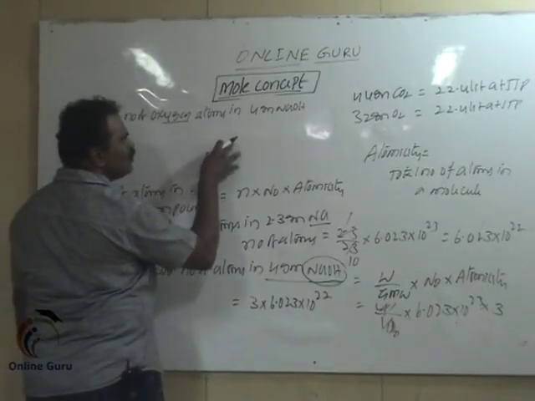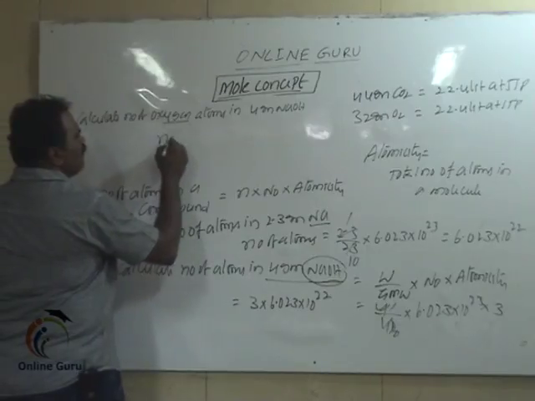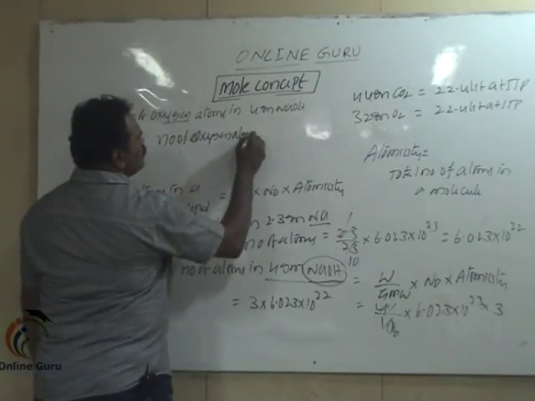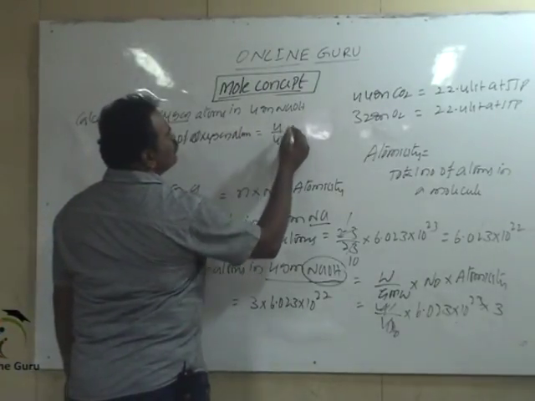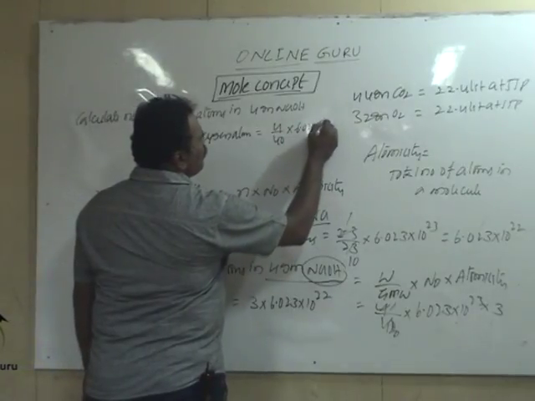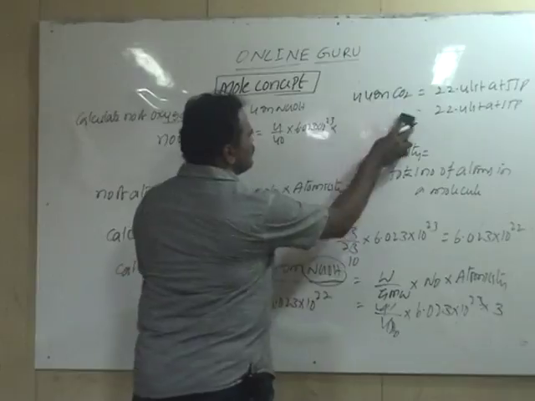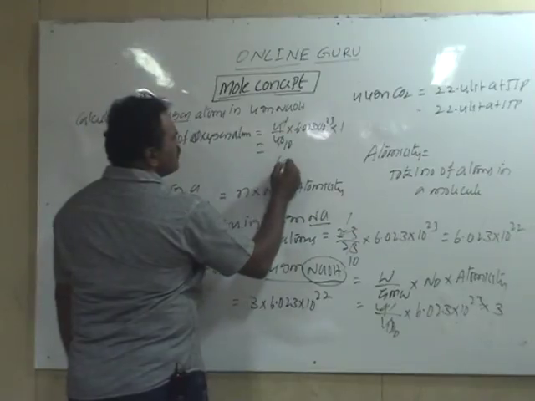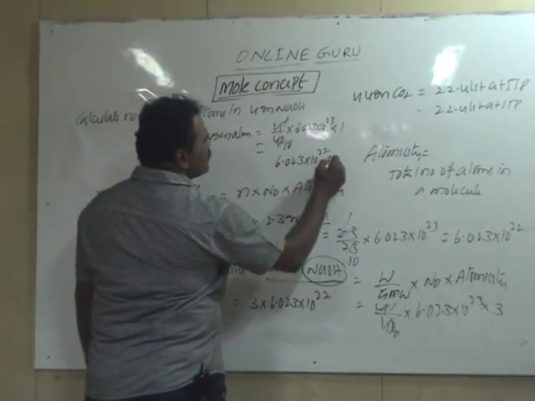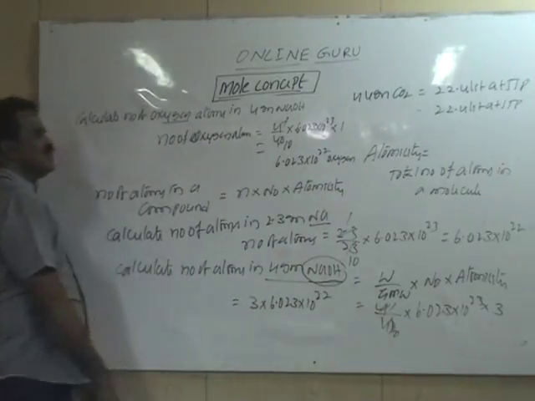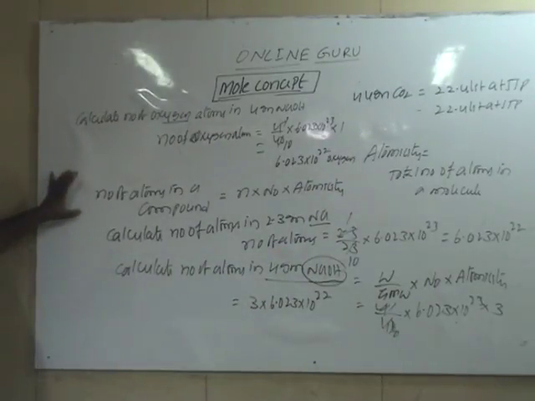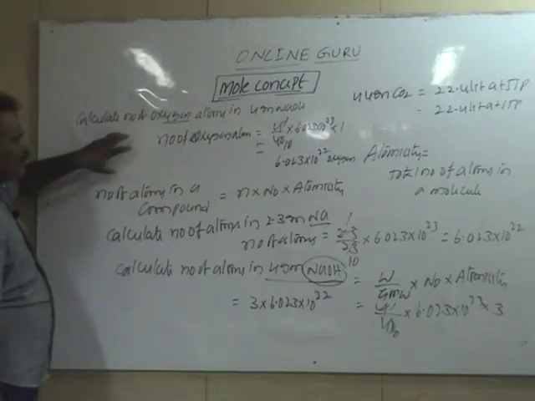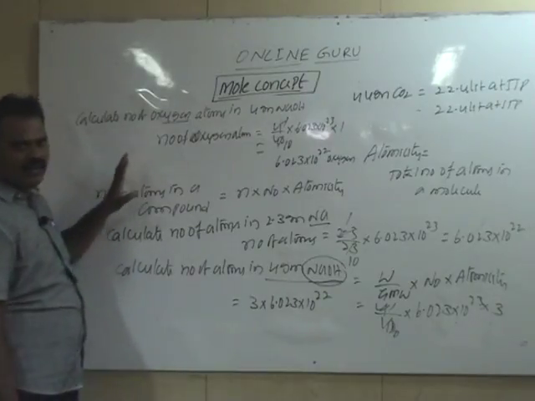Oxygen means we have to find out only oxygen. Then the number of oxygen atoms is equal to 4 divided by 40 into 6.023 into 10 power 23 into 1, as it has only 1 oxygen atom. Hence atomicity is equal to 1. Then 4 by 40 is 1 by 10, its value is 6.023 into 10 power 22 oxygen atoms. This is a calculation of the number of atoms. So the number of atoms in a compound is equal to number of moles into Avogadro number into atomicity. Similarly, the number of atoms in an element is equal to number of moles into Avogadro number.